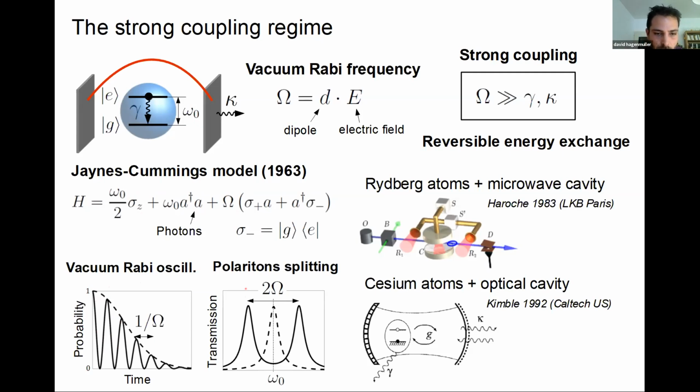It's also interesting to look at the spectral features of this system by measuring, for instance, the cavity transmission spectrum. And instead of a single peak at the cavity mode frequency, one would measure two peaks separated by a splitting, which is twice the vacuum Rabi frequency. So these two peaks correspond to hybrid light matter quantum states, which are called polaritons. And these features have been first observed with Rydberg atoms or cesium atoms by the group of Serge Haroche in Paris and Jeff Kimble in the US.